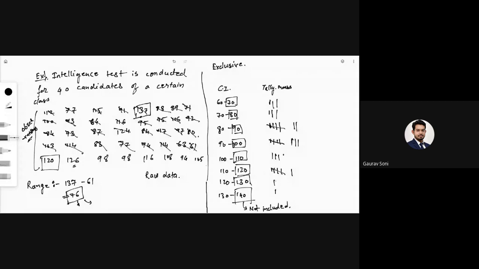So 120, it will come over here. 126, again in this. 98 here. Again 98 will go. 116 will come here. 108 will come here. 94 come. Oh, sorry. 94 and 105.